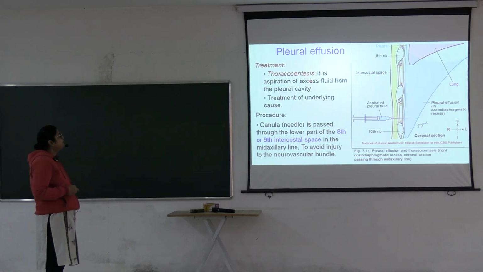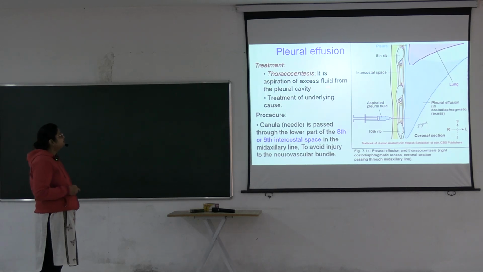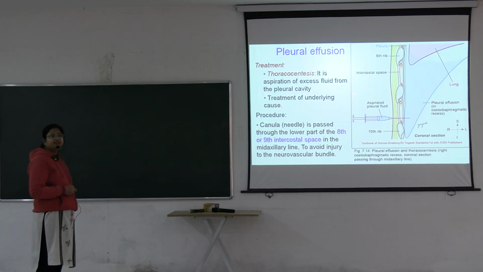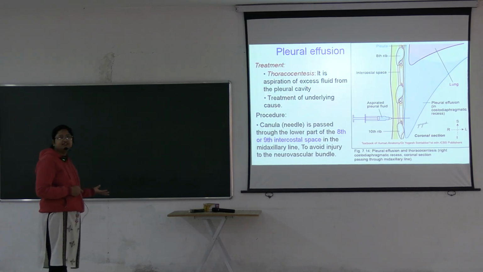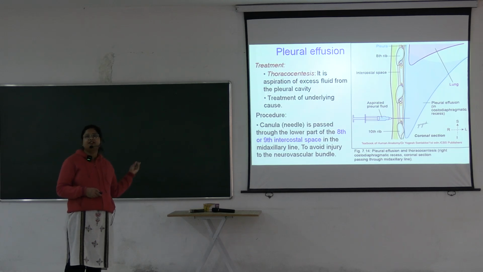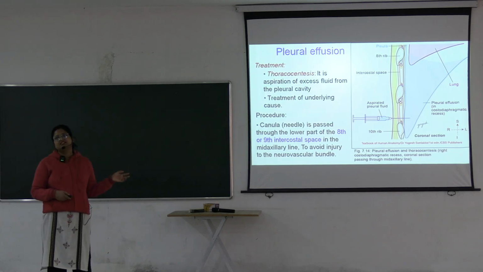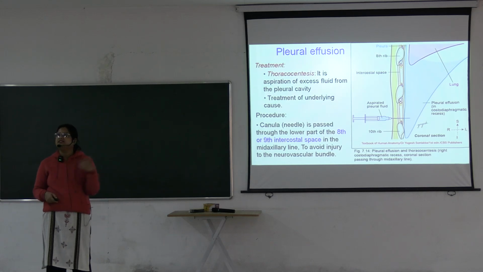What is the treatment? Treatment is thoracocentesis. It is aspiration of excess fluid from the pleural cavity. Along with this, treat the underlying cause, because thoracocentesis alone will not be enough. If you don't treat the infection, why the fluid is accumulating, there will again be accumulation of the fluid. So you have to treat the main cause.